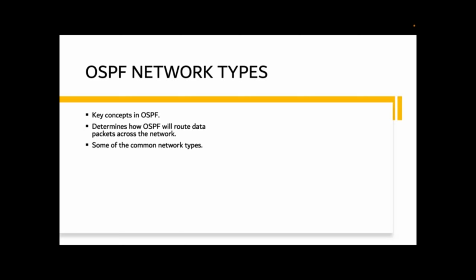OSPF supports several different network types based on the physical link types. Some of the common network types defined by OSPF are broadcast network, point-to-point network, non-broadcast network, point-to-multipoint network, point-to-multipoint non-broadcast, and loopback. Only the first two OSPF network types, that is broadcast and point-to-point, are included in the CCNA exam topic. So let's go ahead and discuss these two network types.